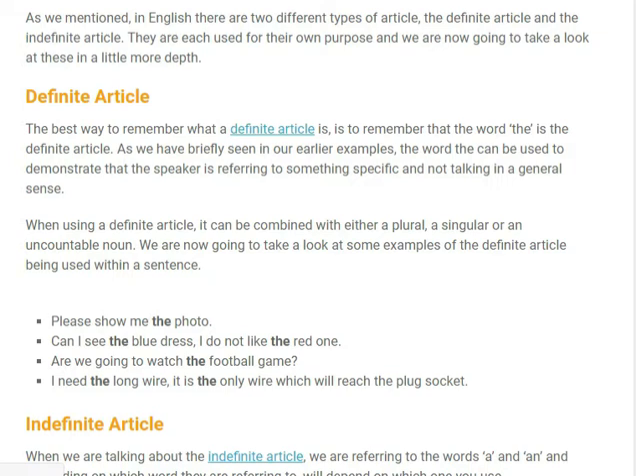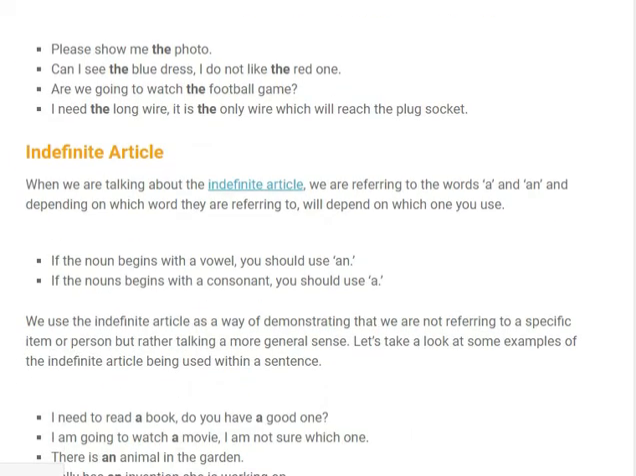Can I see the blue dress? I do not like the red one. Are you going to watch the football game? I need the long wire. It's the only wire which will reach the plug socket.